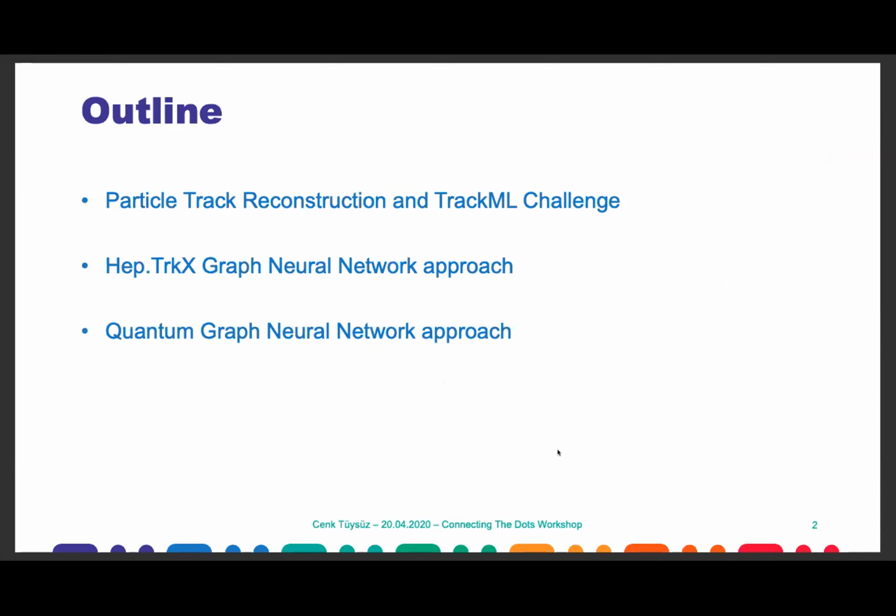I divided my talk into 3 parts. I will briefly talk about particle track reconstruction and the TrackML challenge. And then I will talk a little bit about HepTrackX project, which is an old project. And then I will talk about our work, which is the quantum graph neural network approach.